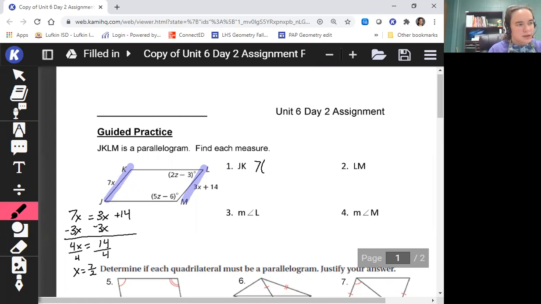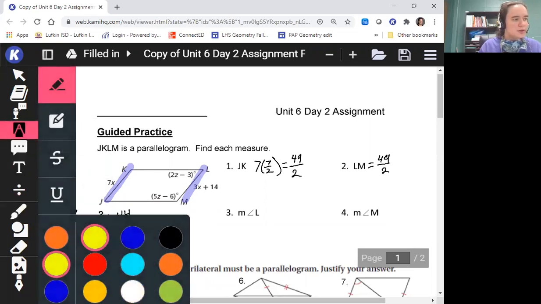So 7 times 7/2. So when we multiply 7 times 7/2, we get 49/2. So that's the length of JK. That also means that it is the length of LM. So LM is also 49/2.